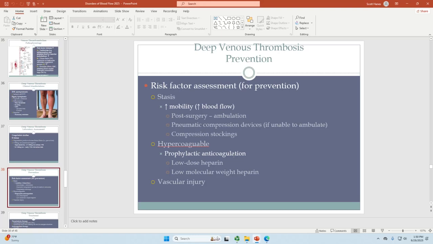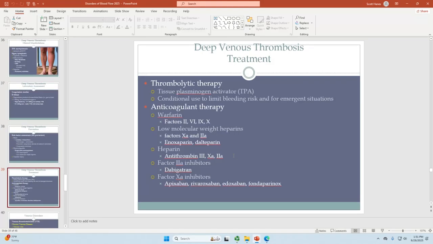If you're hypercoagulable for any reason, whether it's stasis or you have a hypercoagulability and you can't move, it's very likely in the hospital you might receive a low dose of an anticoagulant to prevent that clot from forming. So a low dose heparin, low dose molecular weight heparin will help prevent that clot from forming, particularly if you can't be mobile. And then preventing any vascular injury is obviously of key importance as well. How would we treat this if we need to?